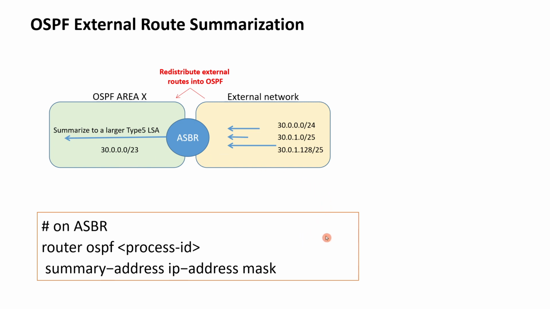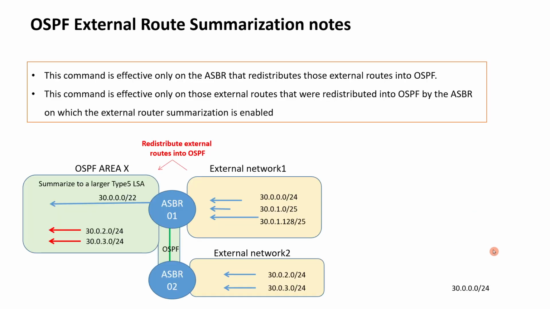The command for doing the OSPF external route summarization is as this table shows. This is for the Cisco router configuration. Under the router OSPF process ID, you use summary-address, then you put the IP address and the mask. For this case above, the IP address should be 30.0.0.0, and the subnet mask should be 255.255.254.0. Okay, so, OSPF external route summarization notes.